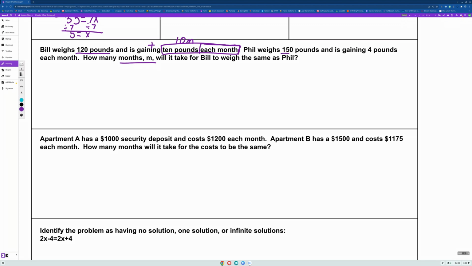Phil weighs 150 pounds, and he's gaining 4 pounds each month. So again, because it's happening month after month after month, this is going to be my variable.